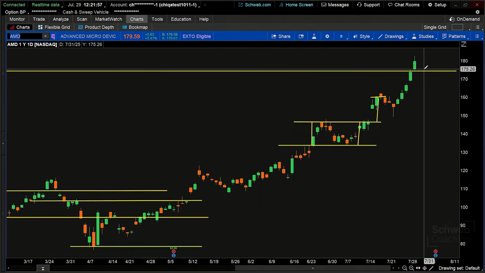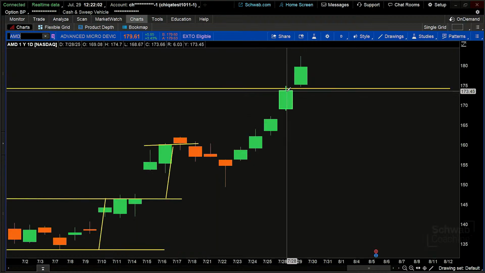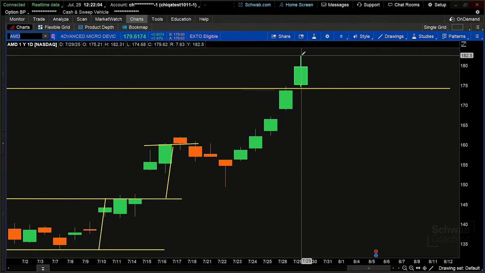And I'm going to zoom in so that you can see the relationship here. I'll even zoom in a little bit further. You can see that price went up and back a little bit and then broke through and is continuing to move higher in this particular case.